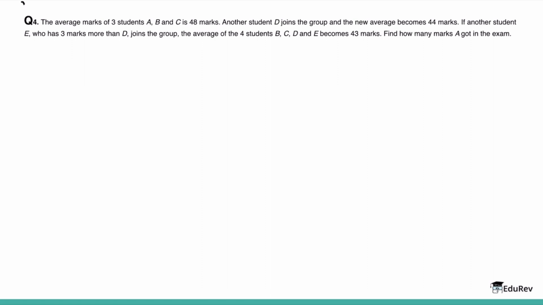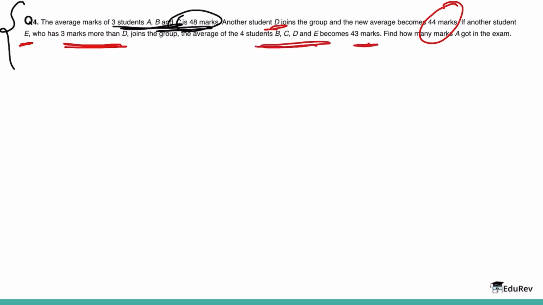Okay. Question number 4. So question number 4 says the average marks of 3 students ABC is 48 marks. So there are 3 students and their average is what? 48 marks. And there is another student which is D that joins the group, and now the new average becomes 44 marks. Correct. Now if another student E who has 3 marks more than D joins the group, the average of the 4 students, that is BCDE, is 43. So find out how many marks A got in the exam.